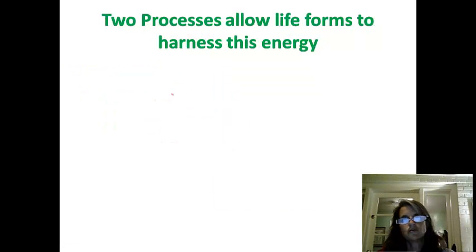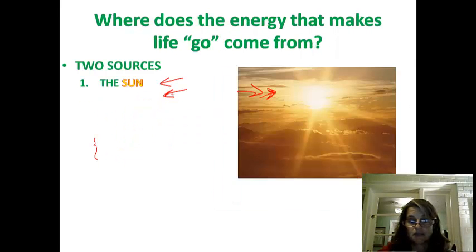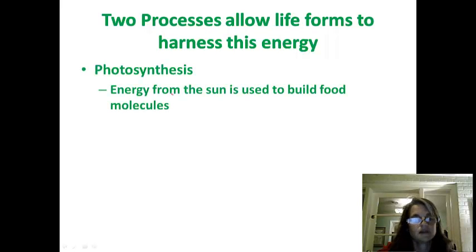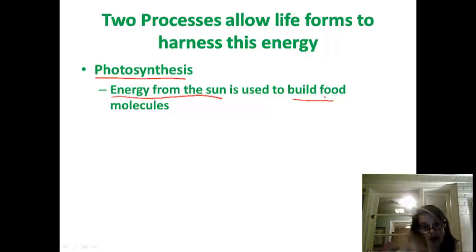So, two processes then allow life forms to harness this energy that we just looked at, the sun and/or this kind of chemistry energy here. Two processes. One is, of course, photosynthesis. That is where energy from the sun is used to build food molecules. So if you think again about our Lego tower, if I am building a Lego tower and we're mimicking the process of photosynthesis, my hands lifting a block and connecting it and lifting a block and connecting it, that is what the energy of the sun is doing when it's building food molecules, okay?